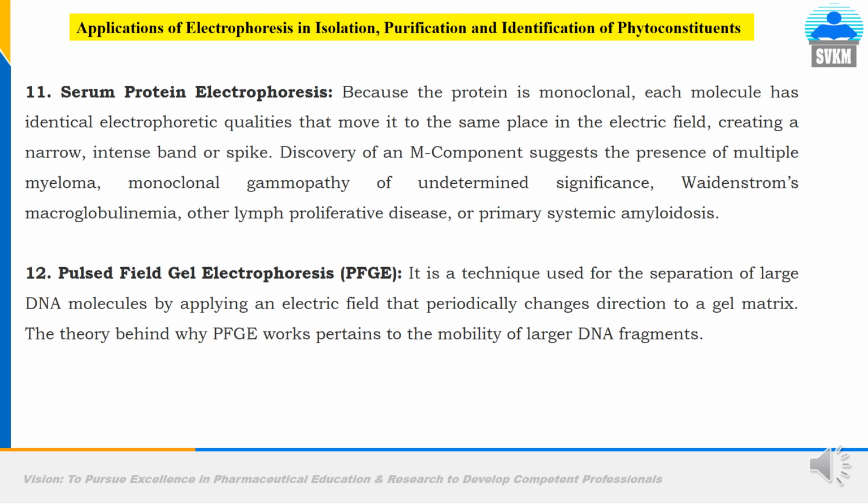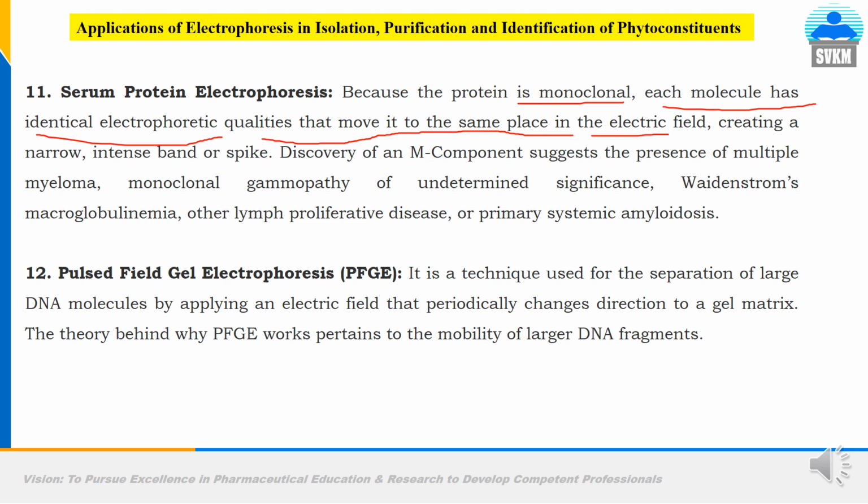The eleventh method is called serum protein electrophoresis. Because the protein is monoclonal, each molecule has identical electrophoretic qualities that move it to the same place in the electric field, creating a narrow, intense band or spike. So we need to understand this. If the proteins are of the same structural significance, then you may get a lot of accumulation of the same type of protein structures at one site. That should not happen, and therefore serum protein electrophoresis is mainly employed.